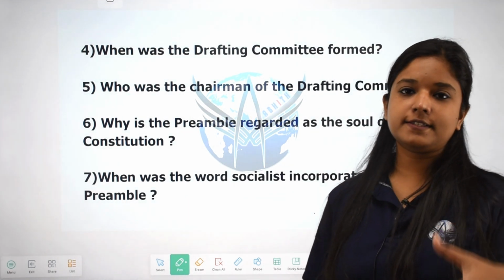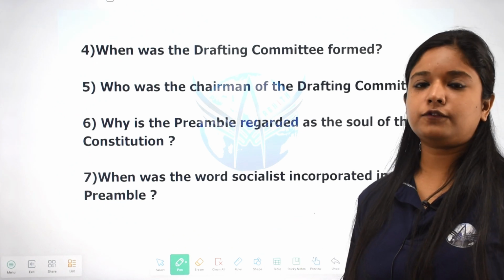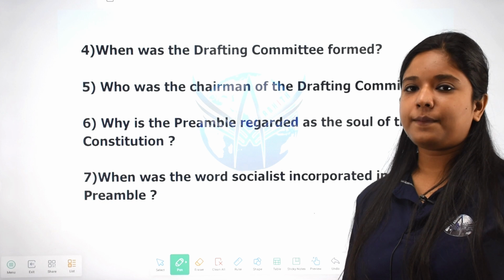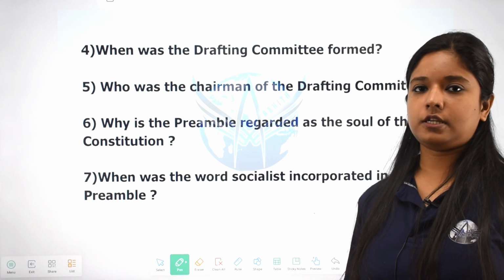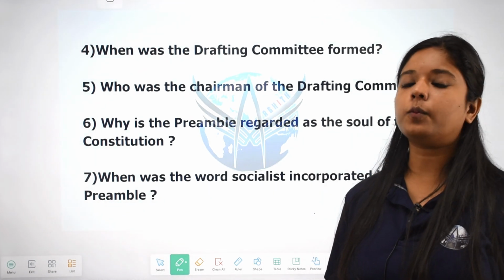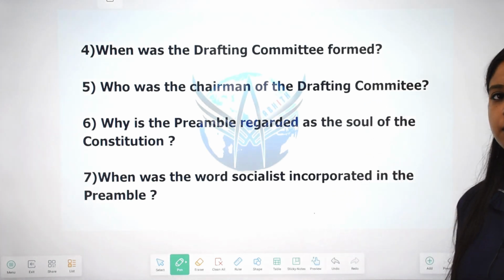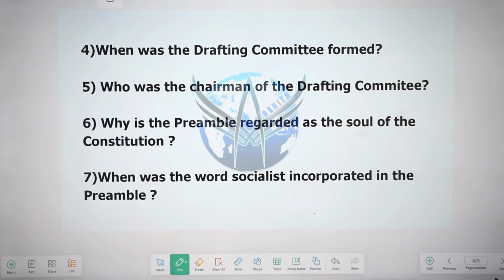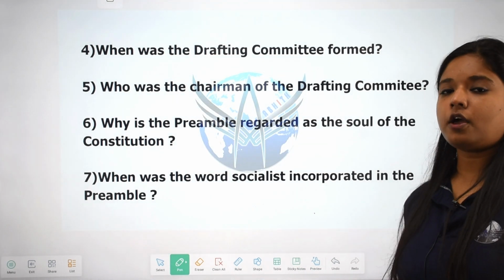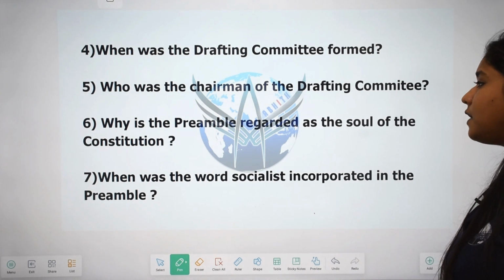Next, when was the drafting committee formed? The Constituent Assembly formed the drafting committee to prepare a draft of the Constitution of India. The cabinet mission was sent, the Constituent Assembly was formed, and then the drafting committee was formed on 29th August 1947. Next, who was the chairman of the drafting committee? Dr. Bhimrao Ambedkar. He was the chairman of the drafting committee.